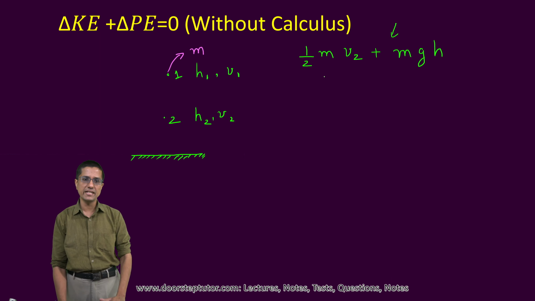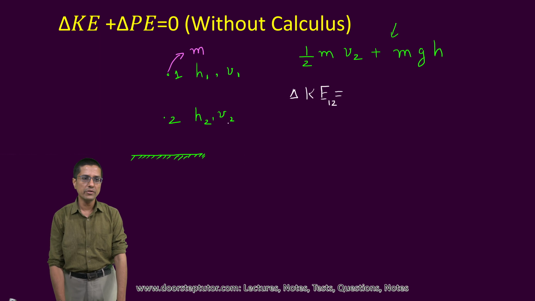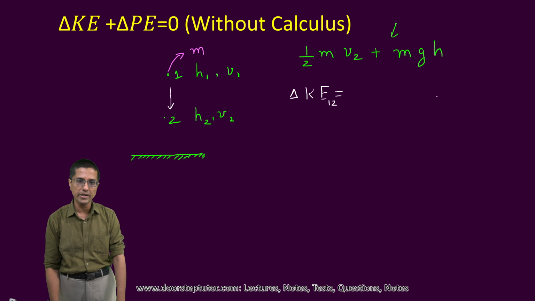What about change in energy? Let's now compute delta KE, the change in kinetic energy. We can compute it when the body moves from 1 to 2. So this is the direction of motion. We will remember that, because it is important.